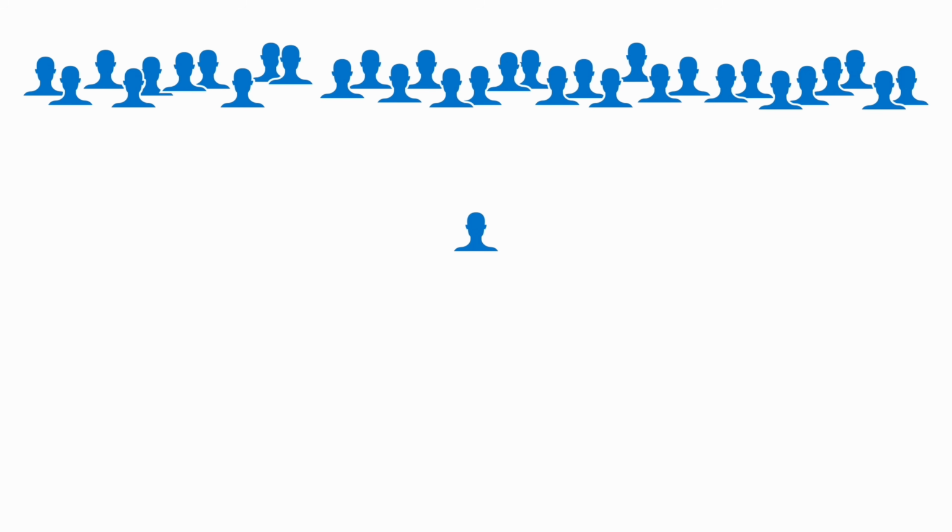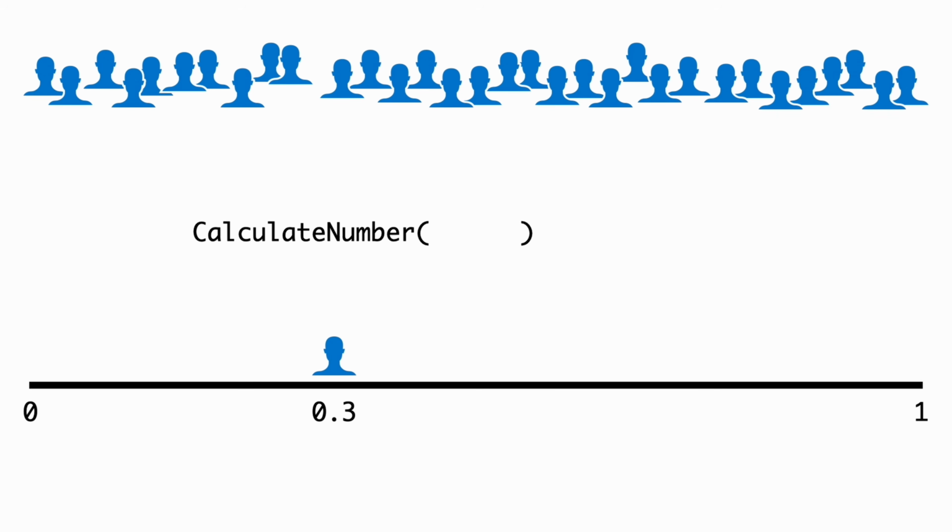What we need for this 50% rule to work is a function that's going to give us a number for a user. So let's say I pass my user as a parameter to this calculate number function, and this user gets 0.3 as their number. We're going to put this user on a line from 0 to 1. And when I say 50%, I'm basically asking, is their number less than 0.5?